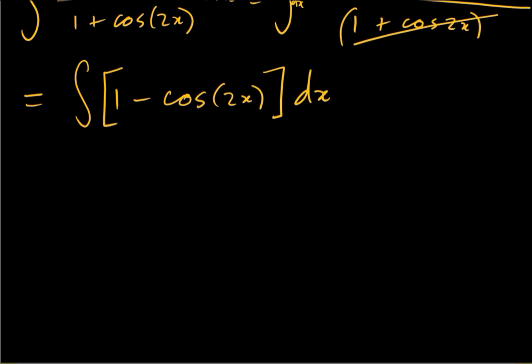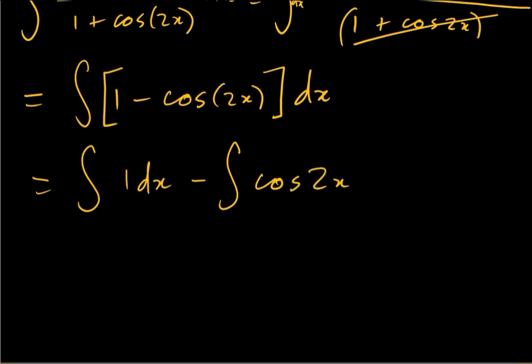In fact, this can be done without even substitution, but let's just do the substitution anyway. So what we can do here is we can expand this. So this becomes the integral of 1 dx minus the integral of cosine 2x dx. So the integral of a constant is just the variable, so this is just x.